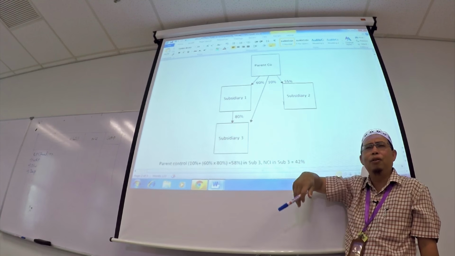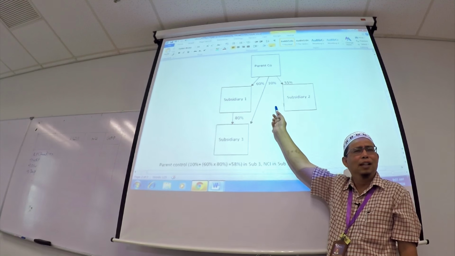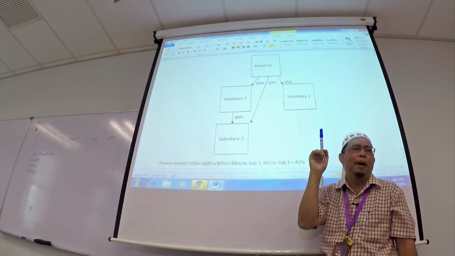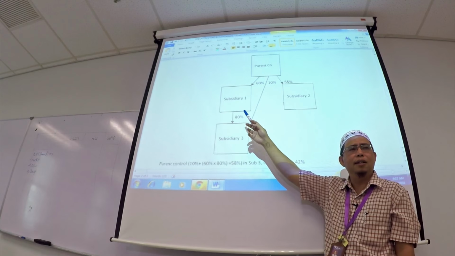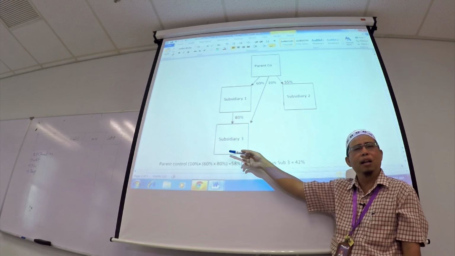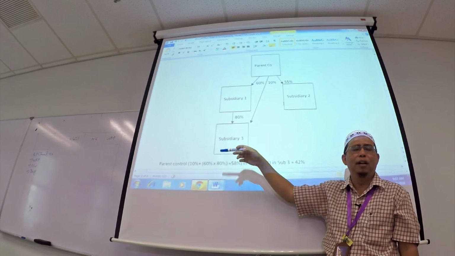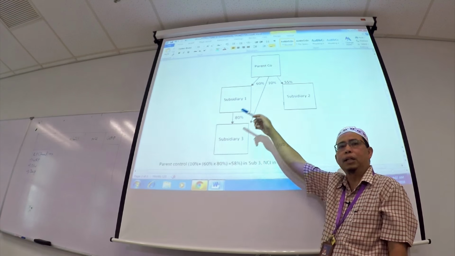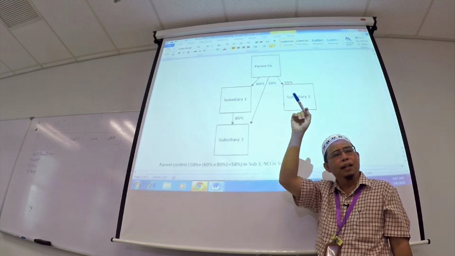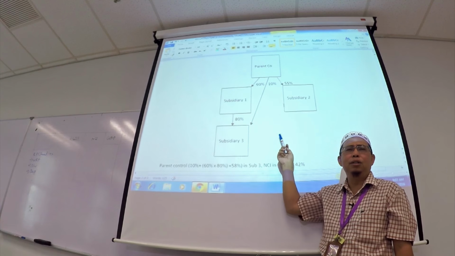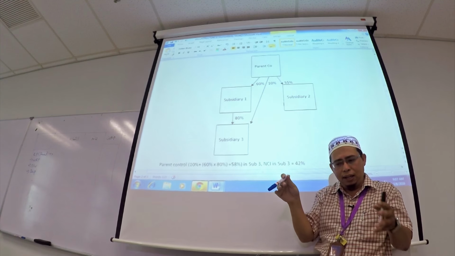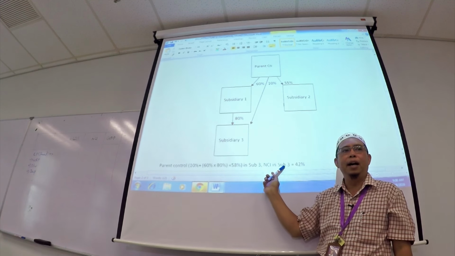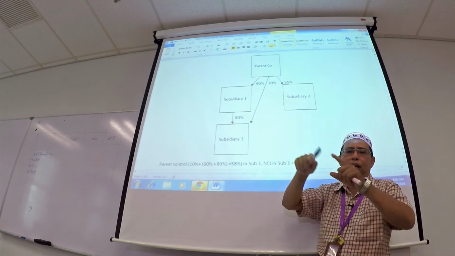In examination, of course, we won't give you this. We give you the story. You need to read, and then you understand. The parent controls subsidiary 1 a certain percentage, and then subsidiary 1 controls subsidiary 3 later on. So you need to draw. In your examination, the first thing you do is draw the group structure. Is it fellow subsidiary? Is it vertical? Is it mixed? Once you draw the group structure, then you can see clearly, and then calculate the parent and NCI for those subsidiaries which are not immediately under the parent.